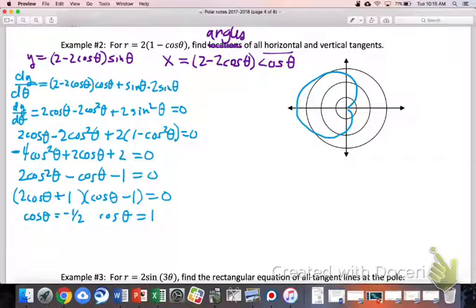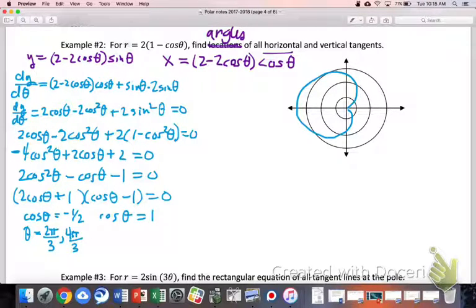So cosine of theta equals negative 1/2. What angles have a cosine of negative 1/2? They're going to be pi over 3s, aren't they? Yep. And they should be in the second and third quadrants. So 2 pi over 3, 4 pi over 3. Those seem to make sense. You guys good with that?